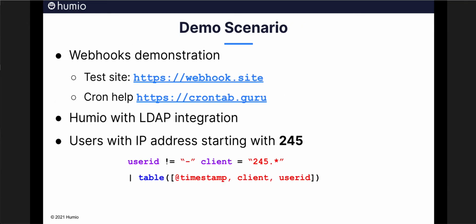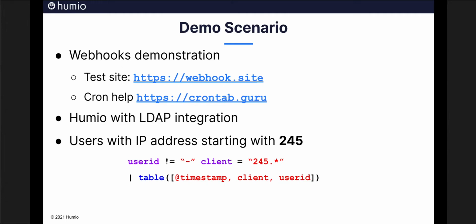Let's see Humio Scheduled Searches in action. We will use webhooks via webhook.site, a tool that we used in other videos. Scheduling is done via cron, so I've included crontab.guru to give us some aid with setting up the cron expression.